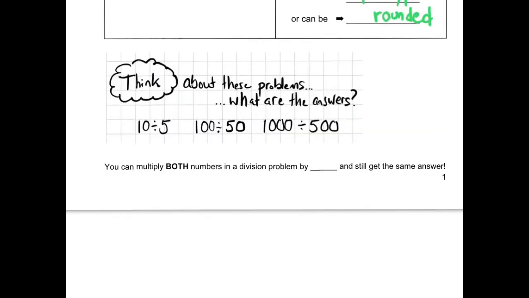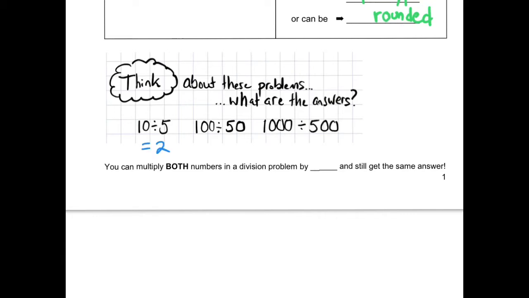One thing that would be helpful for us to think about before we get started is what you can do to a division problem to change what the problem looks like but not change the answer. For instance, what is the answer to the problem 10 divided by 5? I think we all know that the answer to that problem is 2.